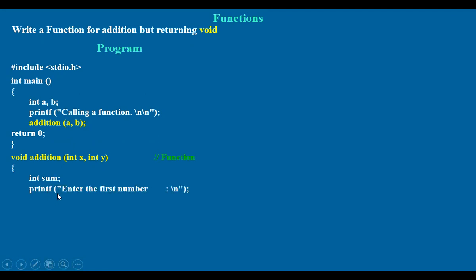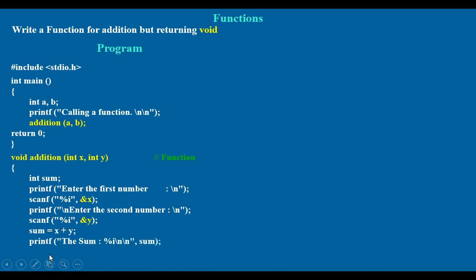Printf, enter the first number. So it is asking for the first number, and that is assigned to x. We are entering some value that is assigned to x, and the second number that is assigned to y, and sum is equal to x plus y. So whatever values we have entered here, these x and y values are added up and assigned to sum, kept in sum.